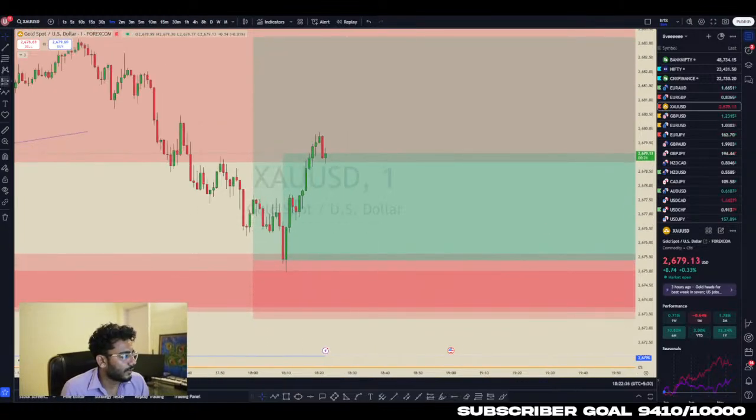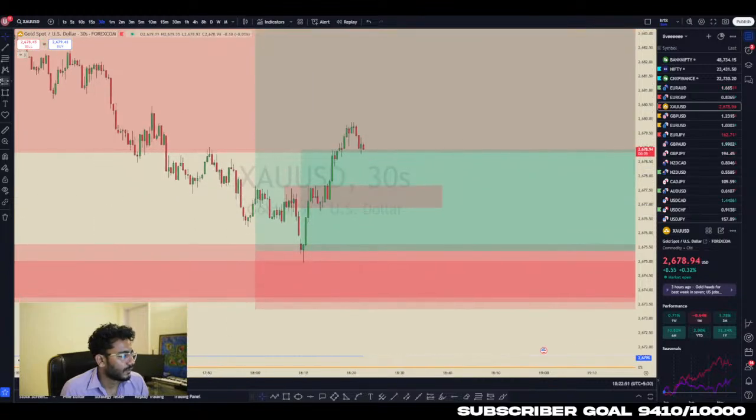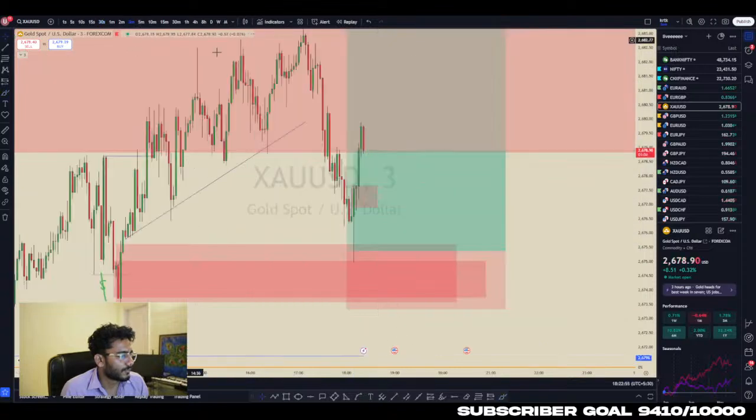If you want to re-enter, then you can enter here at this order block. This one. It's also a breaker block and order block on the lower time frame. So you can enter here instead of entering at 60, 70, 80. The price can tap this and then it can continue higher.